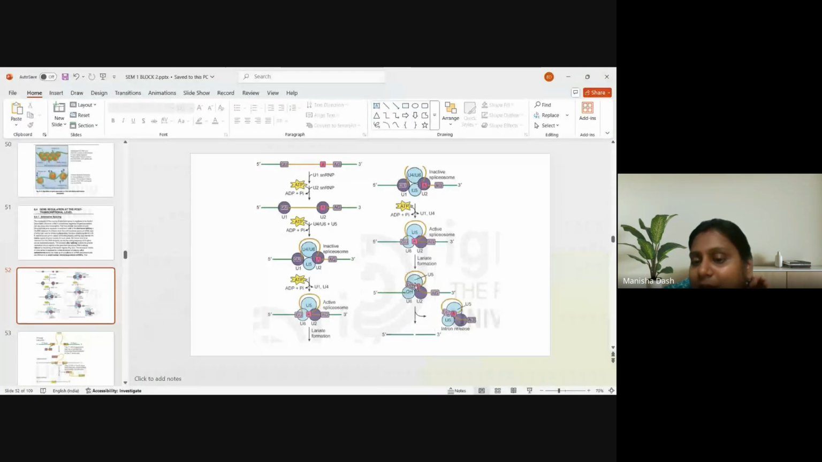Okay. So here this OH group will act upon this 5' end, and the entire structure will be removed.